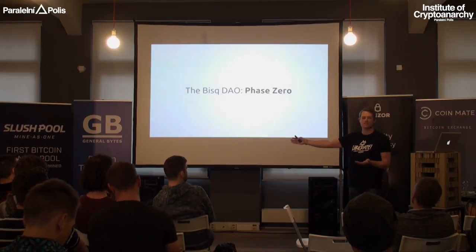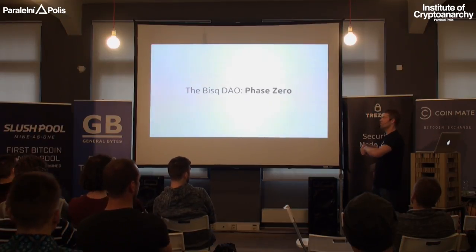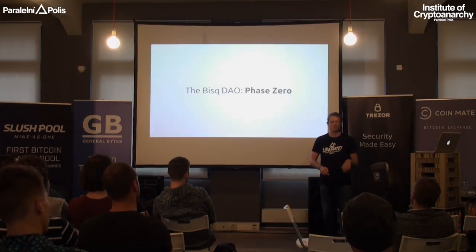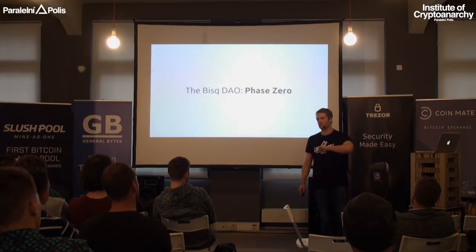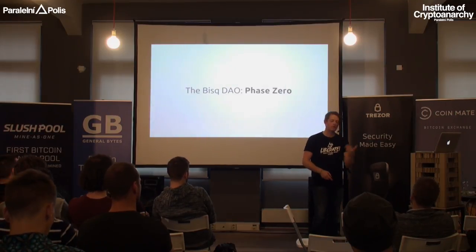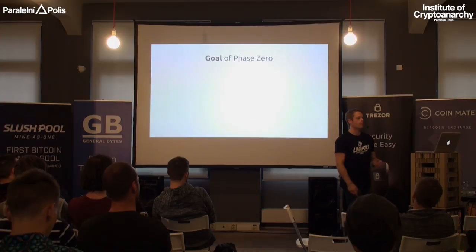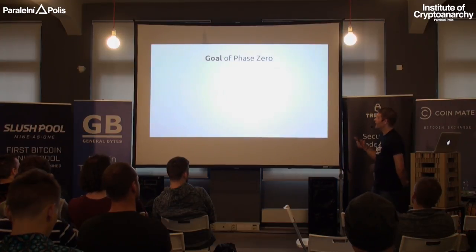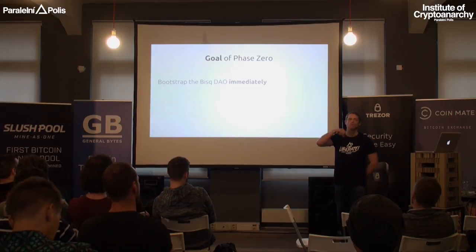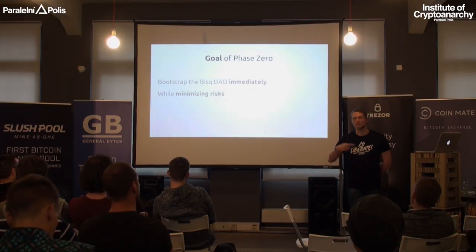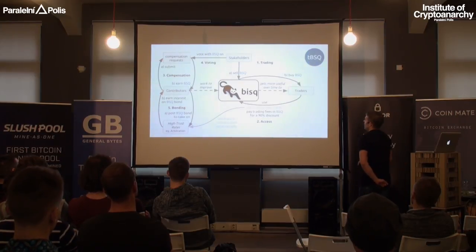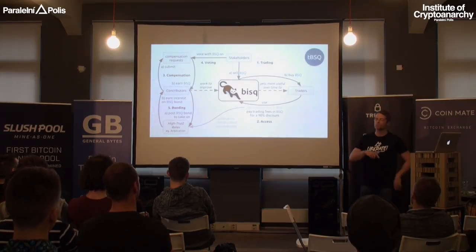The Bisq DAO rollout plan had five phases initially. This is a phase that comes before those five phases, so phase zero. But it also has the effect of being kind of like a zero dot version, if you think semantic versioning, for the developers in the house, right? A pre-release phase for the DAO. The goal of that phase is to bootstrap the DAO now, immediately, while minimizing all of those risks. And here's how we do it.